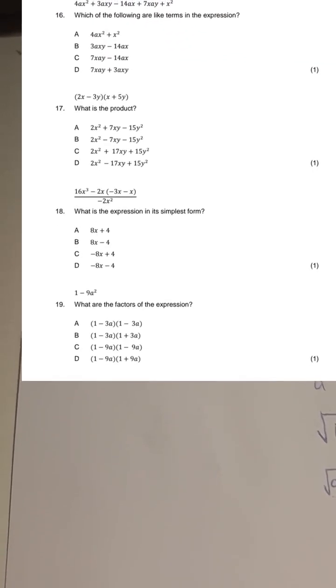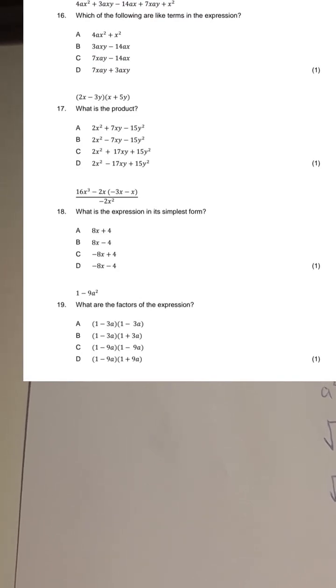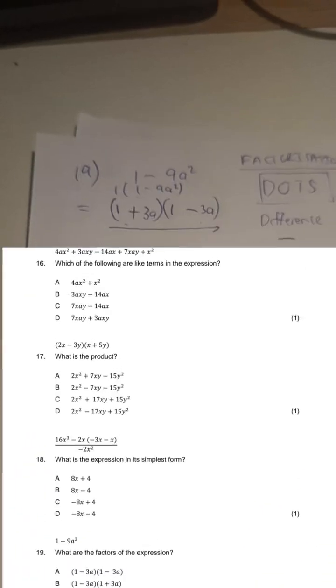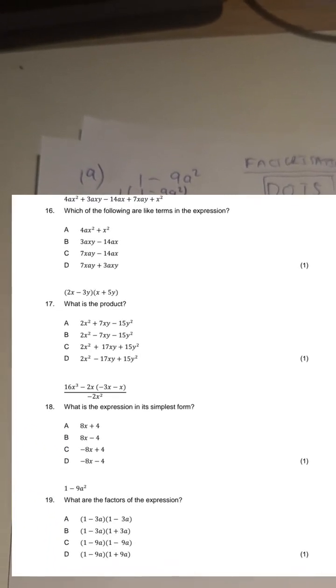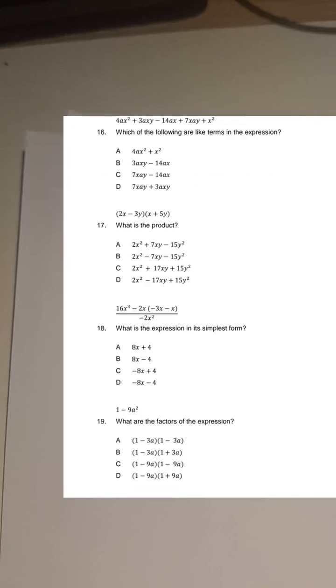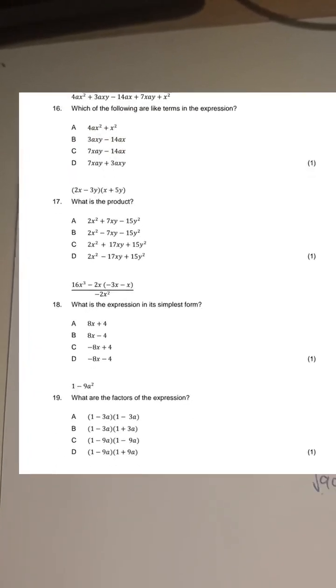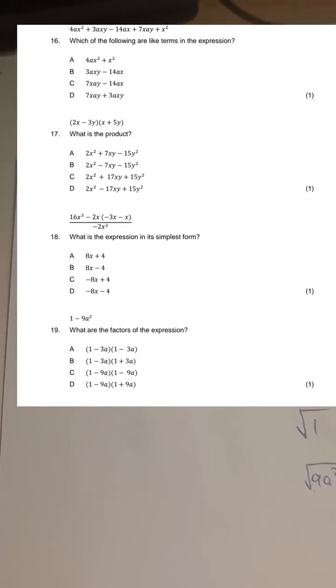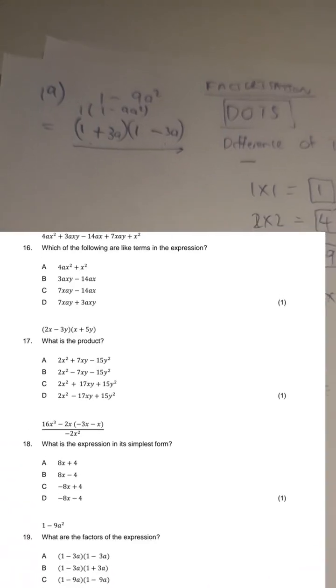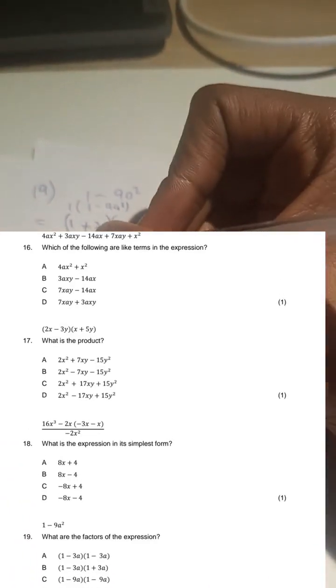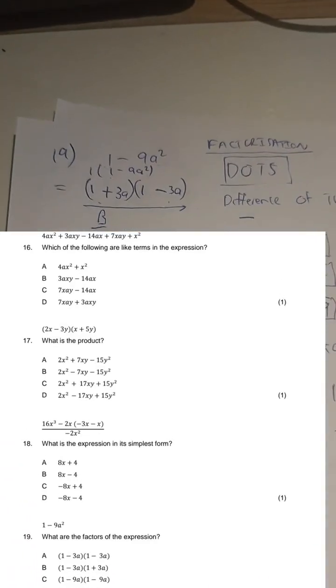So if we go back to our options, what are the factors of the expression? Is it A? No. Is it B? Definitely. Is it C? No ways. Is it D? No ways. We can see that our answer that we got aligns with B. So we are going to select the option B. That's the answer.